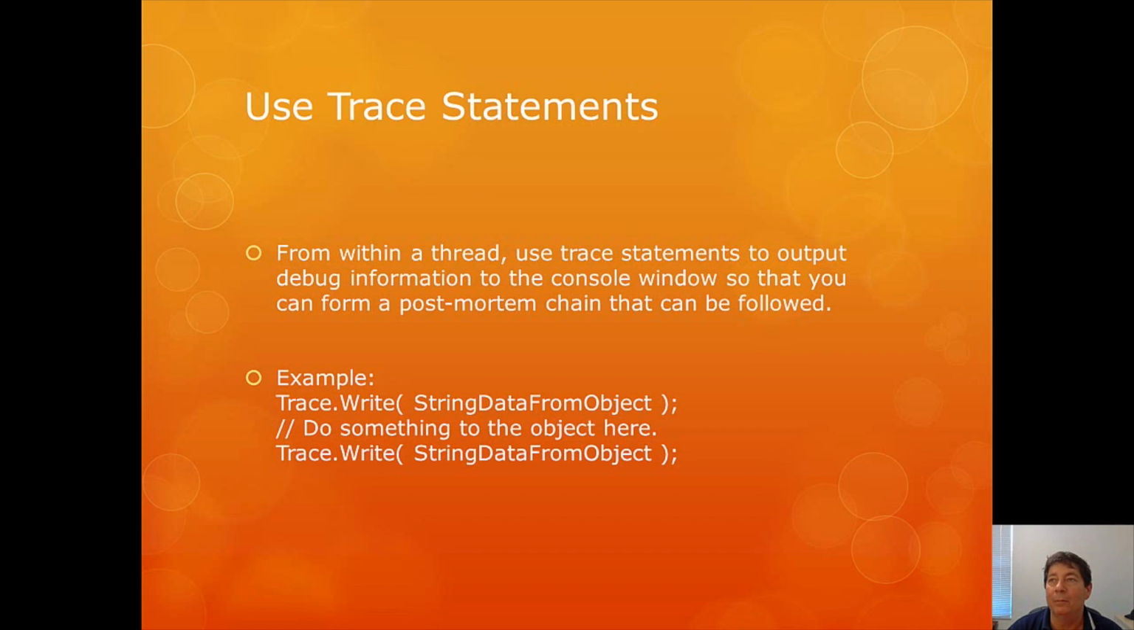So here's an example. Trace.write, and then you want to output the string data. And I normally will write some sort of function that serializes the object data to a string. Then once you've done that trace.write, you act upon the object, and you do another trace.write. And then by comparing the two trace.writes, you see if acting upon that object was correct and if everything went as you expected.